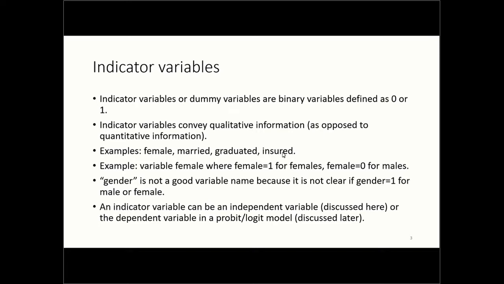Note that gender is not a good variable name because it's not clear if gender equals 1 refers to the male or female. So an indicator variable can be an independent variable in regression, which we will discuss here in this presentation, or the dependent variable in a probability logit model, which would be discussed in another presentation later.